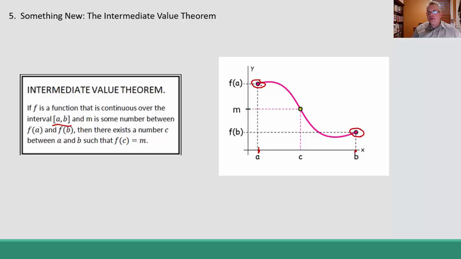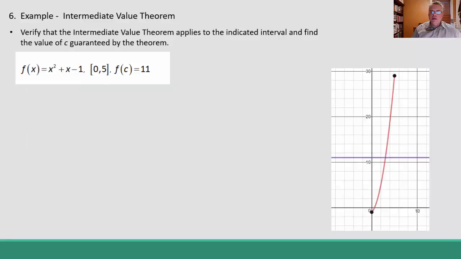There's no way you could draw this so that you didn't go through this horizontal line m. So every value in between f of a and f of b is assumed by the function at least once. Okay, well, let's see. This takes a little getting used to, but it's not so bad once you wrap your mind around it. We're supposed to verify that the intermediate value theorem applies to the indicated interval and find the value of c guaranteed by the theorem.